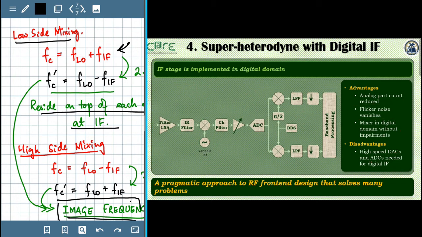Similar is the concept at the receive side. IF stage is again implemented in the digital domain. We have a low noise amplifier, an image reject filter, a variable local oscillator to bring our signal down to the IF frequency, and the signal, after some channelization, variable gain, is then digitized. So all that you see here, all the IF processing is then done in the digital domain.